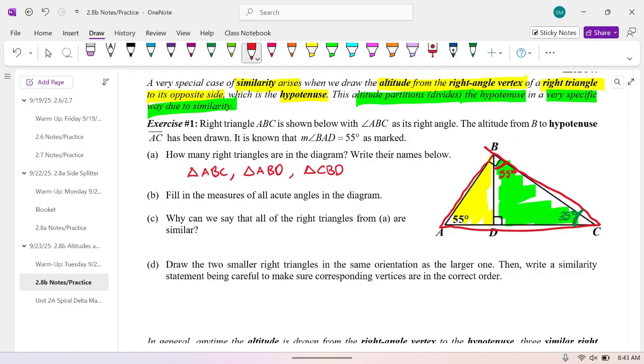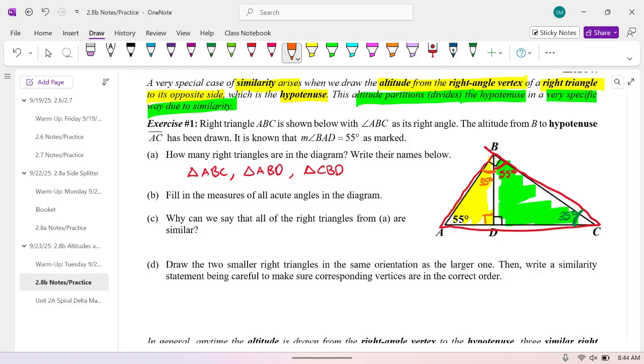Then our last triangle, so this one, the right angle is right here. We know from side A that this is 55. So what does this angle have to be? 35. So this little angle right here has to be 35 degrees because this one's also 90.